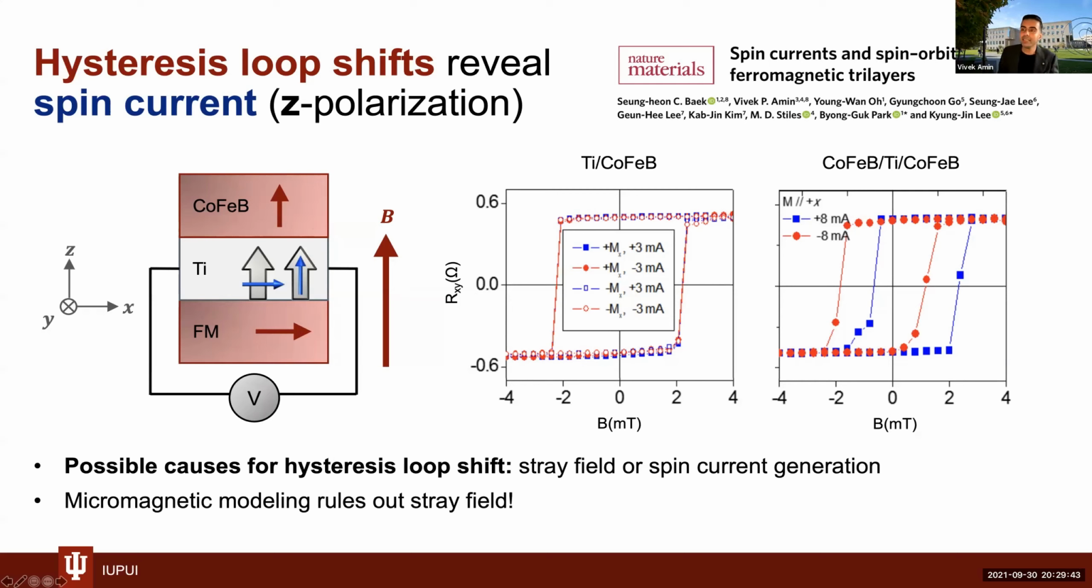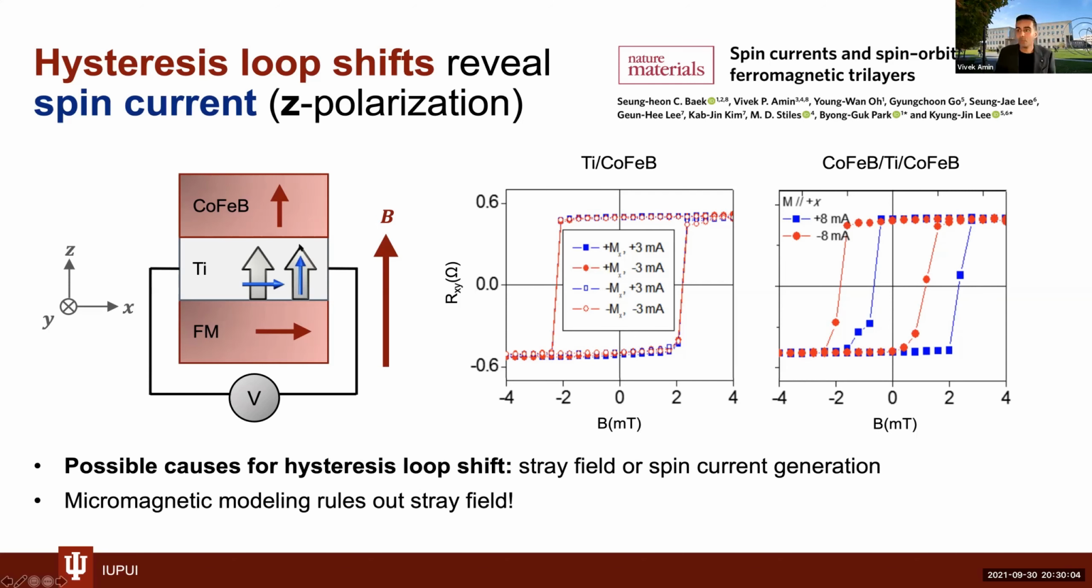And so the only other thing that could happen is that a spin current is generated somewhere in the bottom layer, whether it's the interface or the bulk ferromagnetic layer, that flows to the top layer and exerts a torque and thus influences this hysteresis loop. So this is evidence of this spin-orbit precession type current that has this orientation right here.